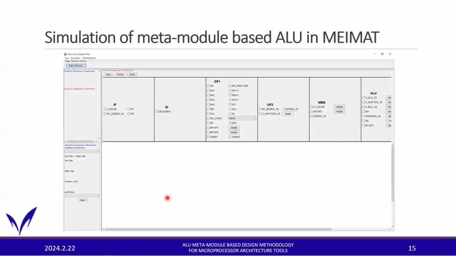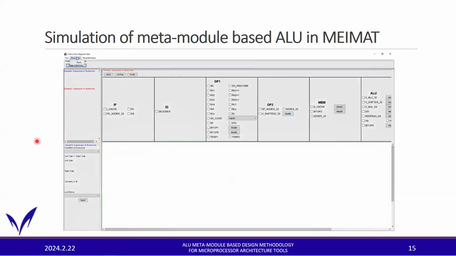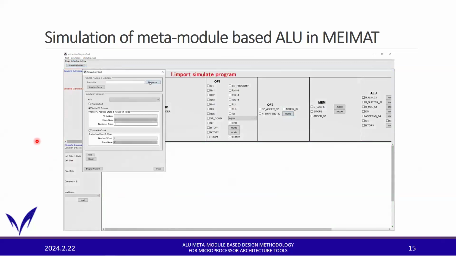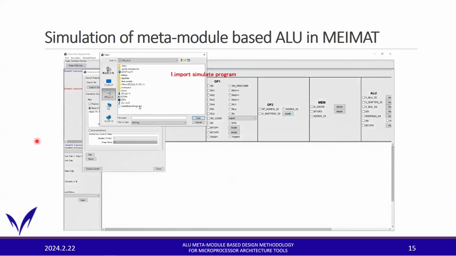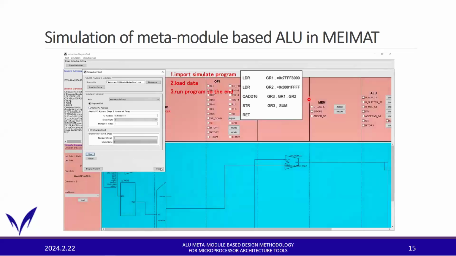Now we will verify the ARM ALU composed by submodules with a simulation program. The window you see now is the MyMat diagram tool. The circuit is displayed on the bottom, and the stage information is displayed on the top. First, we will input the program. The prepared program loads data into GL1 and GL2 and executes the QS16 instruction. The calculation results and flags are stored in the data cache and the status register.